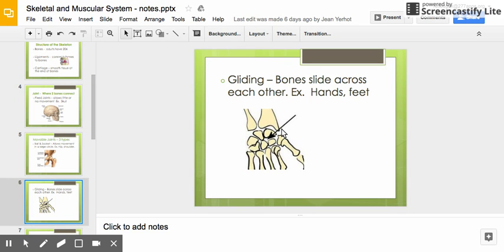Then the joints in your hands and feet are gliding joints. So the bones are able to slide across each other, and that allows for a lot of movement. Try moving your hand and your fingers. All the ways that you can move your fingers and your toes are the same. That's because of those gliding joints.